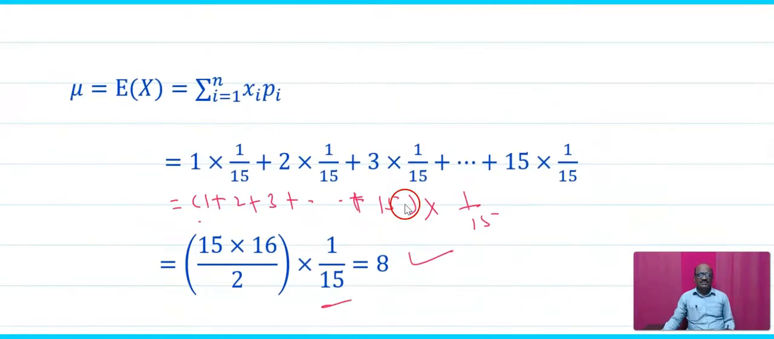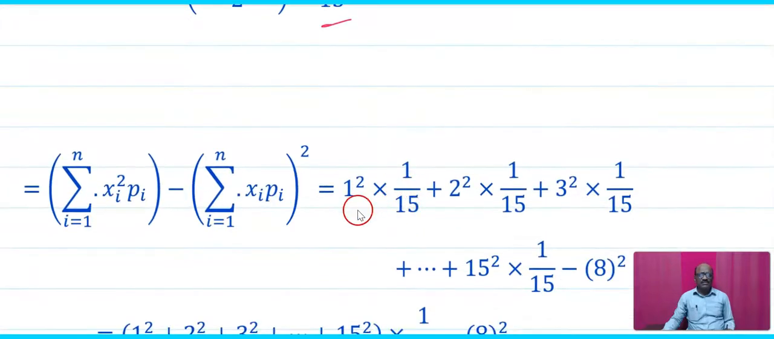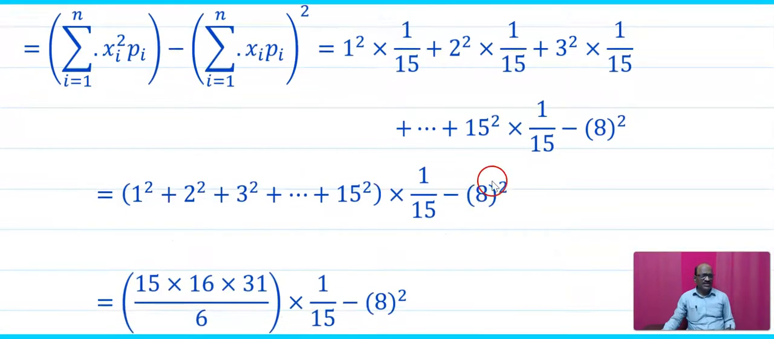And next is the variance of X. Variance of X is equal to summation i = 1 to n of xi square into pi minus (summation i = 1 to n of xi pi) whole square. And then you will get 1 square into 1/15, 2 square into 1/15, and in this way. And this is nothing but the sum of r square.